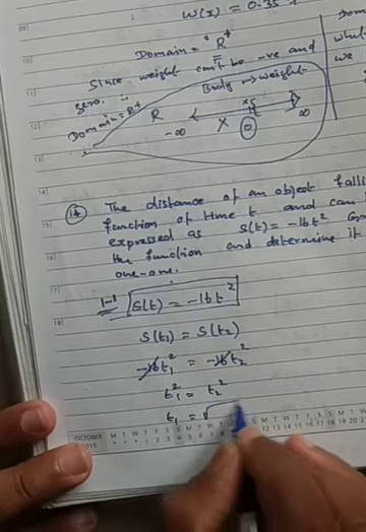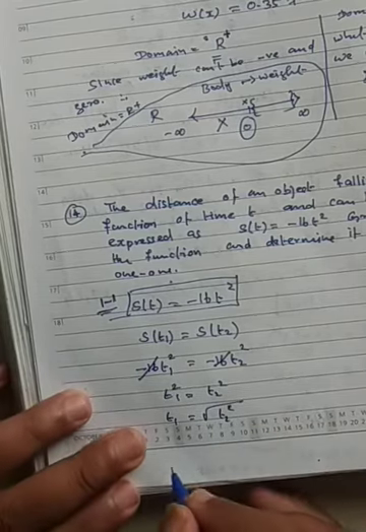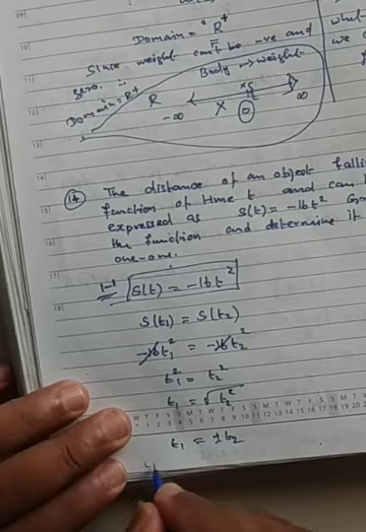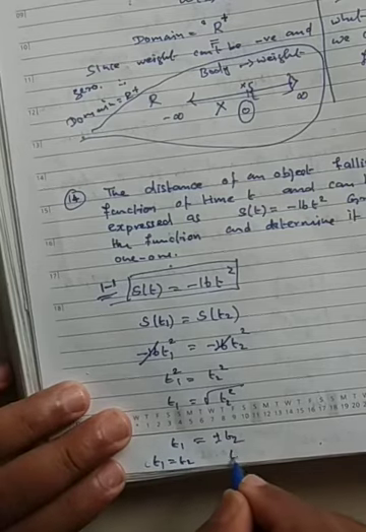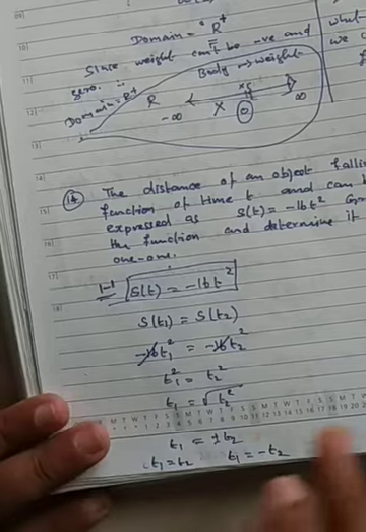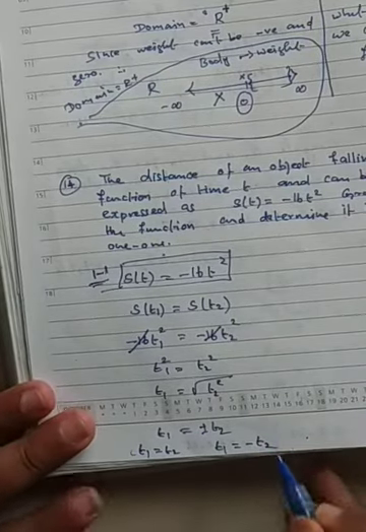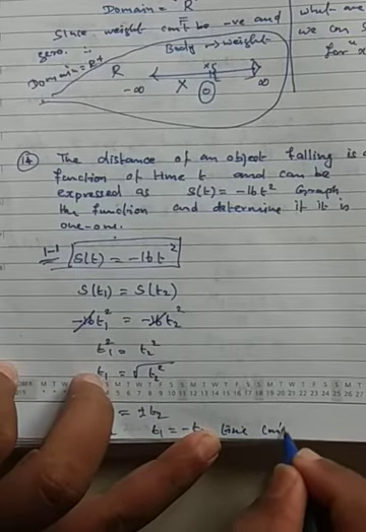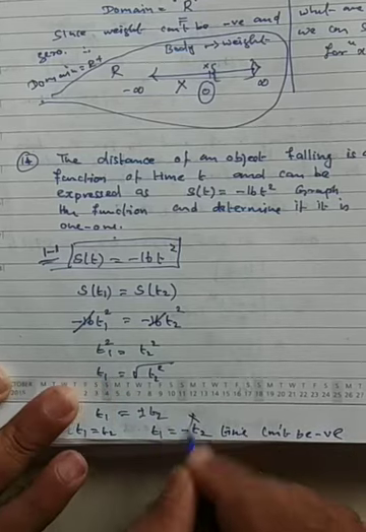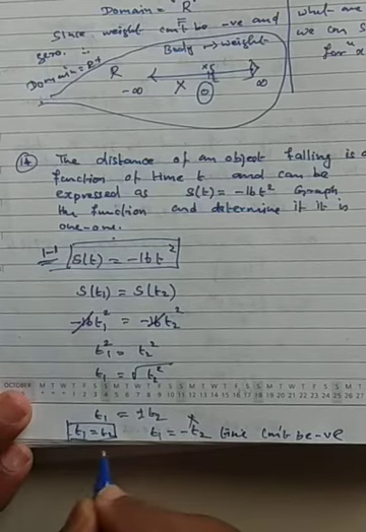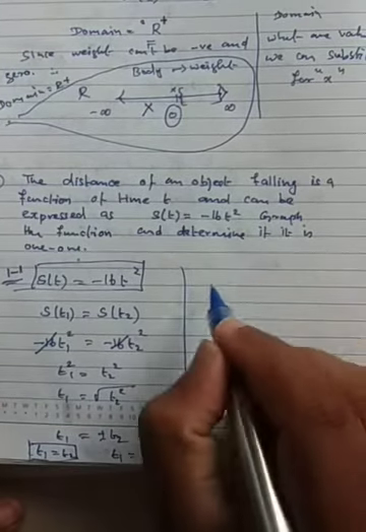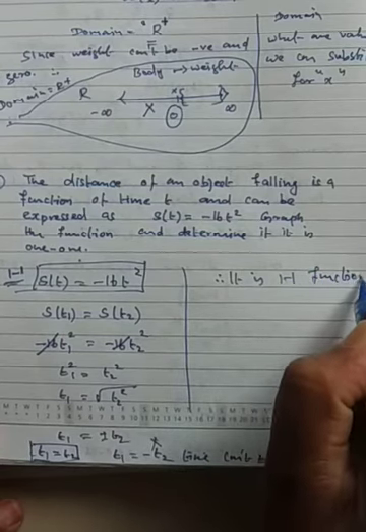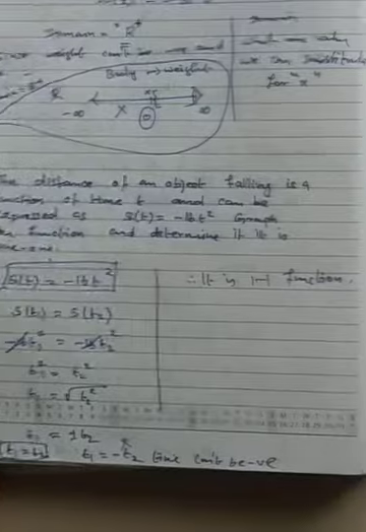Then t1 equals the square root of t2 square; the square root gets cancelled. Now t1 will be plus or minus t2. So we have two values: either t1 equals t2 or t1 equals minus t2. But you can see time cannot be negative, so we can't take this. The only possibility is t1 equals t2. Therefore, it is a one-to-one function.